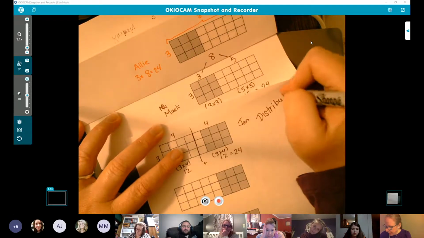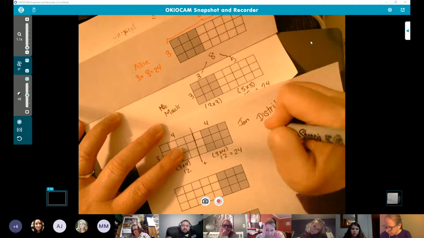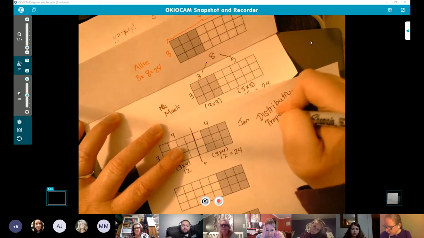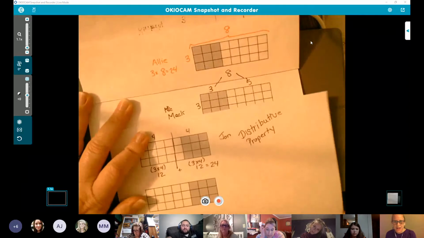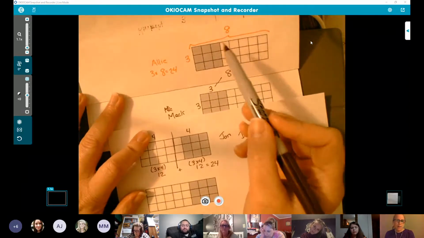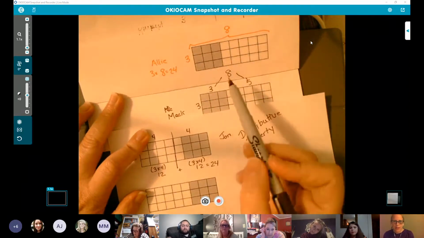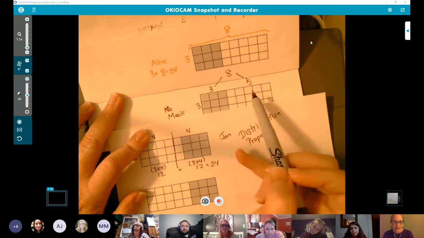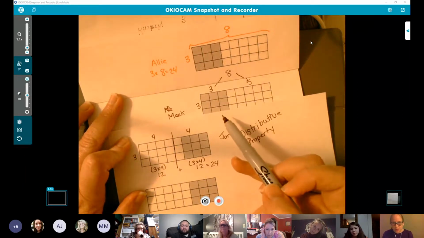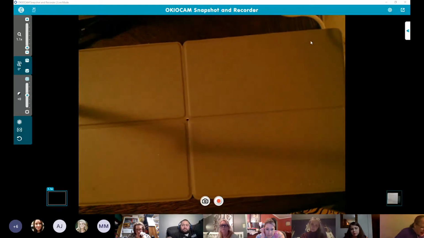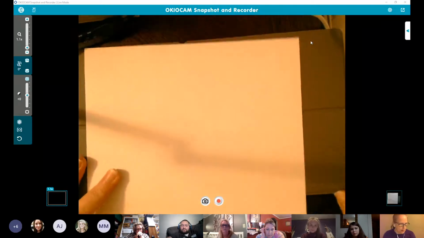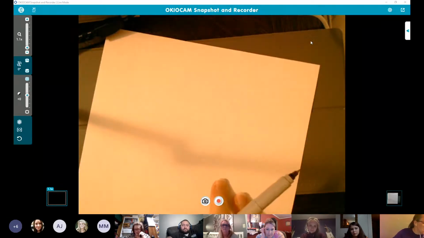And basically, the distributive property tells us that we can break apart numbers into friendlier pieces. So if I'm not like Allie and just knew 8 times 3, I could decompose that 8 into smaller numbers to make the multiplication easier. So now I want us to apply that to just solving some equations. Are you ready to solve some equations?